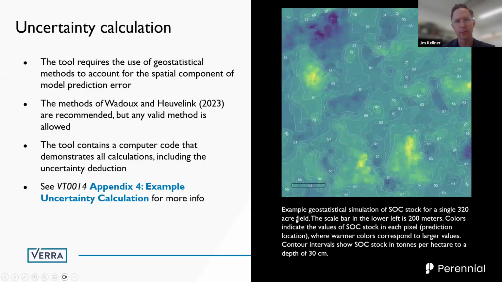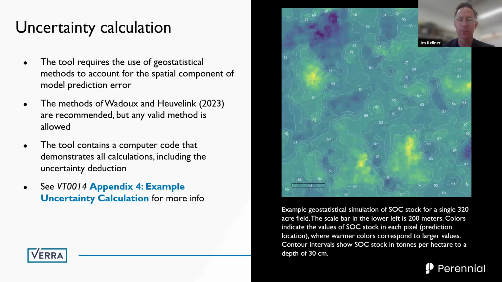This is a map showing you how we think about uncertainty deduction. I described that these methods are based on a paper published by Wadoux and Heuvelink in 2023. This map is simply showing you a geostatistical simulation. So this is not real data, but it's designed to illustrate to you the concept of spatial structure in SOC stock and one of the reasons why we need to deal with the spatial component of the error.